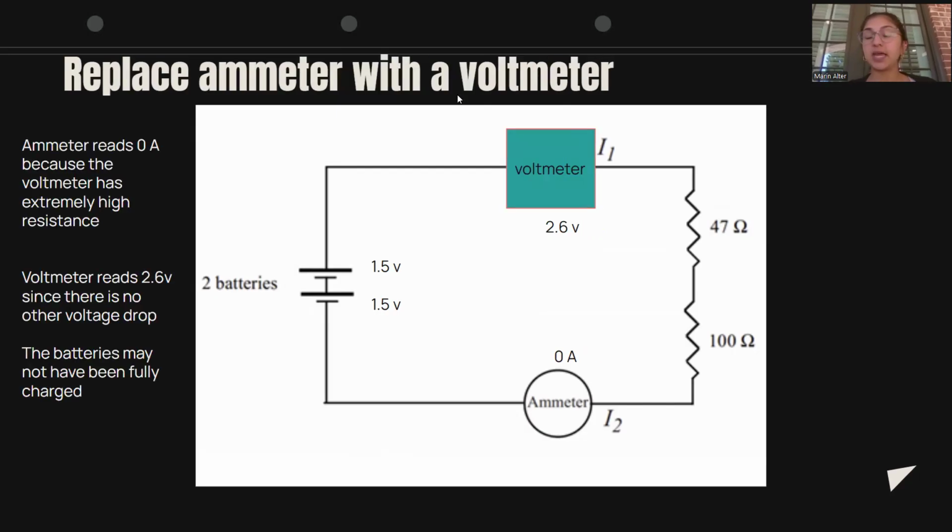So now we're going to replace the ammeter with a voltmeter. And so the ammeter reads 0 volts over here because the voltmeter has extremely high resistance. So there's no more current flowing after the voltmeter. And the voltmeter reads 2.6 volts since there's no other voltage drop. And that's not exactly 3 volts because these batteries could not be fully charged and there could be a voltage drop in this.